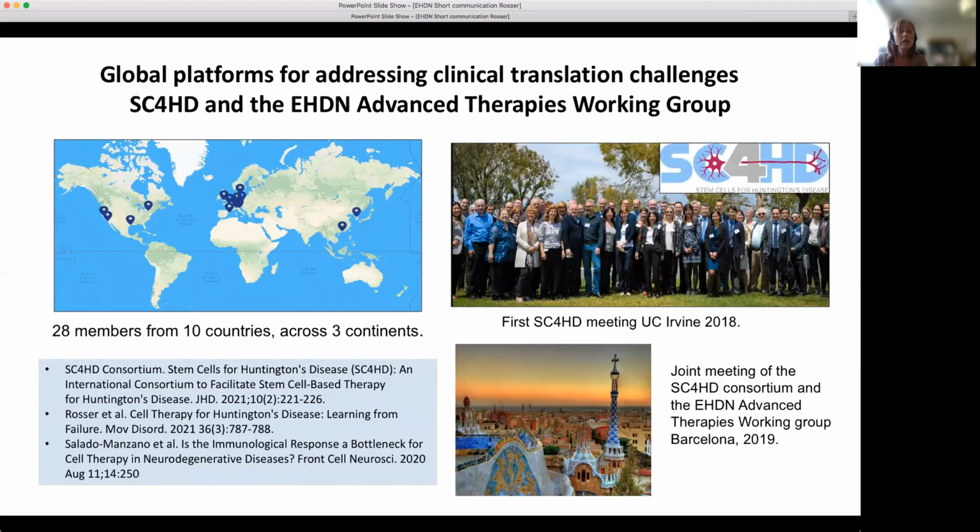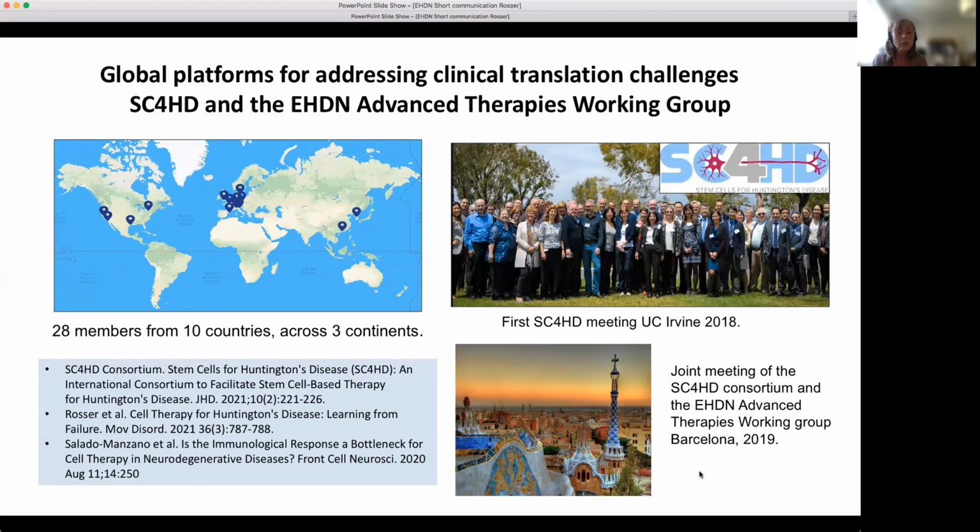So we established 2 related consortia: Stem Cells for Huntington's, SC4HD, focusing on cell therapies for Huntington's, and the EHDN Advanced Therapies Working Group, which considers a breadth of interventions that require delivery to the brain in Huntington's disease. To date, SC4HD has 28 members from 10 countries across 3 continents. We had our first face-to-face meeting in UC Irvine in 2018, hosted by Professor Leslie Thompson, and a second meeting jointly with the Advanced Therapies Working Group in Barcelona in 2019, hosted by Professor Josep Canals.